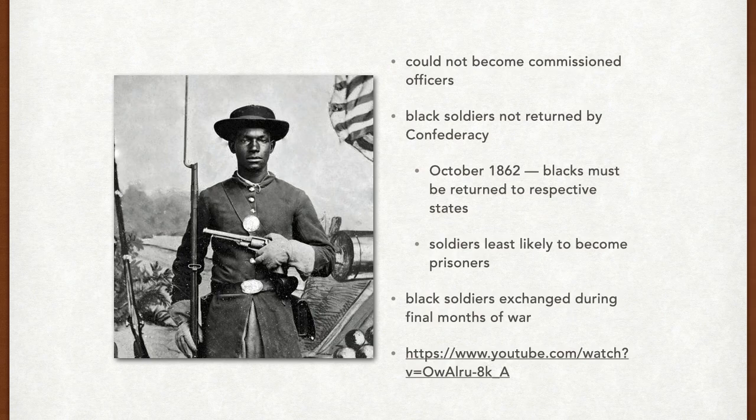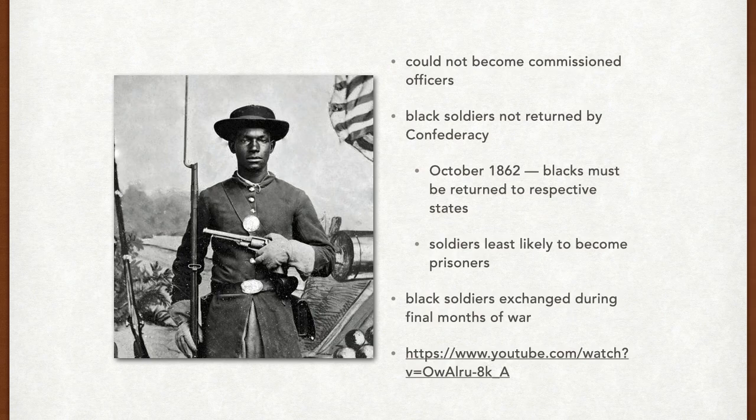Prisoner exchanges between the Union and Confederacy were suspended when the Confederacy refused to return black soldiers captured in uniform. In October 1862, the Confederate Congress issued a resolution declaring that all Negroes, free and slave, should be delivered to their respective states to be dealt with according to the present and future laws of such state or states. So they wanted the states to do what they wanted with the captured soldiers, right? Basically, that's sort of condemning them to slavery, whether they were free or not.